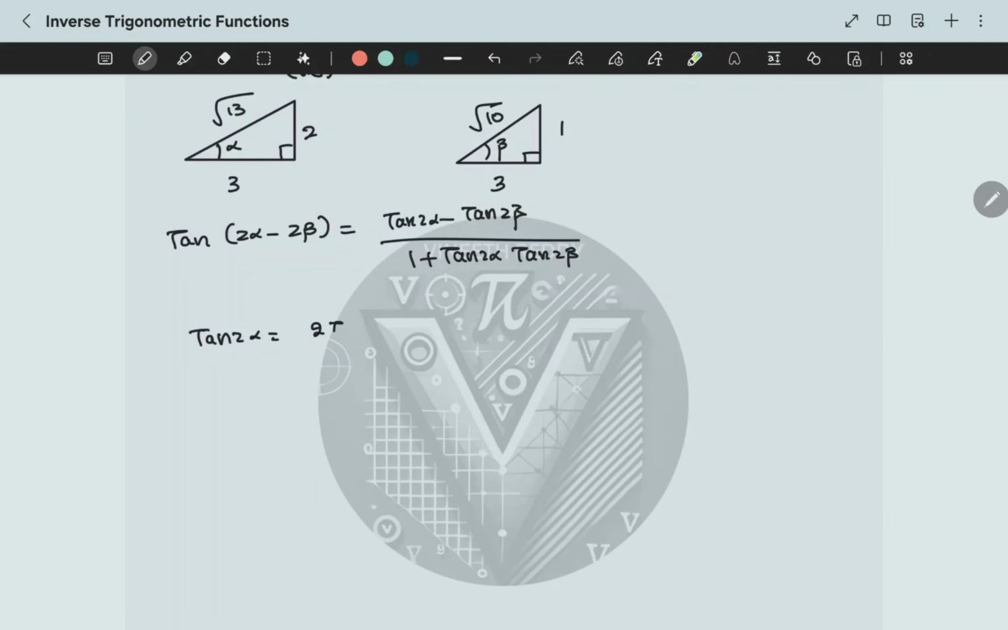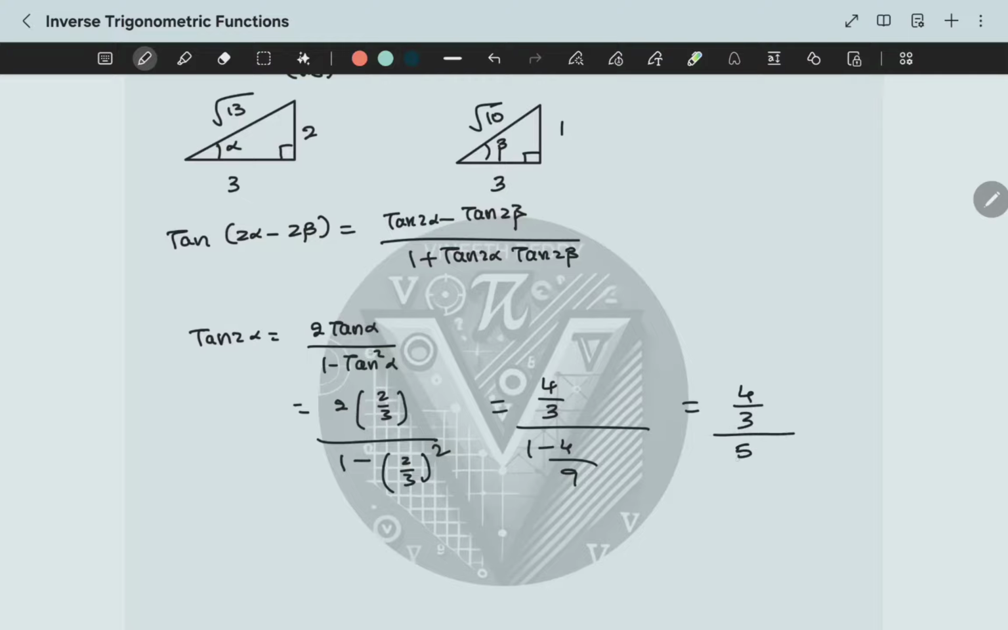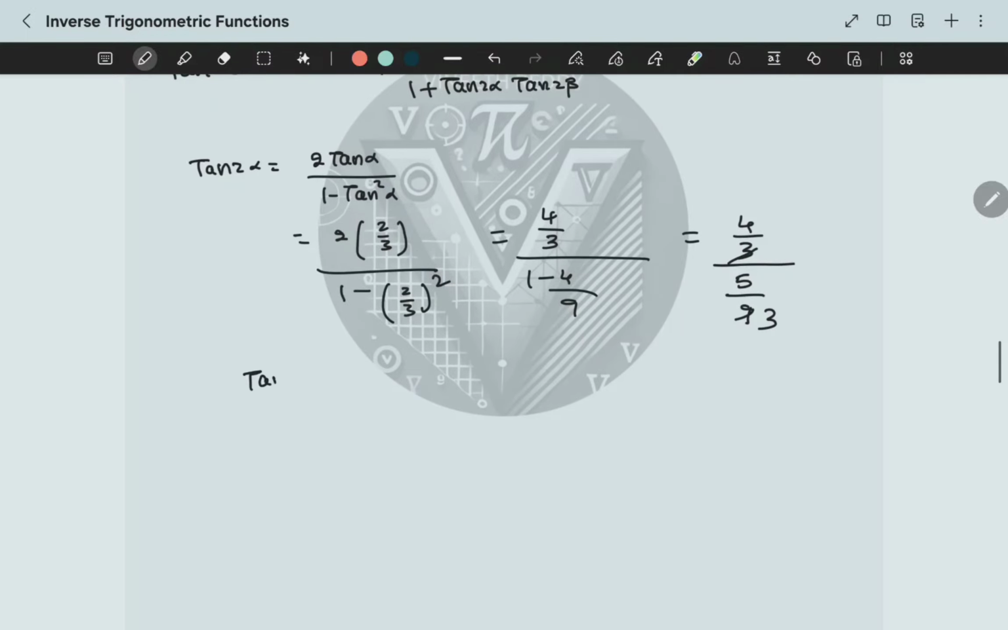Tan 2 alpha is nothing but 2 tan alpha by 1 minus tan square alpha. And what is tan alpha? Tan alpha is 2 by 3. Again, this is 2 by 3 whole square. So this should be 4 by 3 divided by 1 minus 4 by 9. So it should be 4 by 3 by 5 by 9. So we get tan 2 alpha as 12 divided by 5.